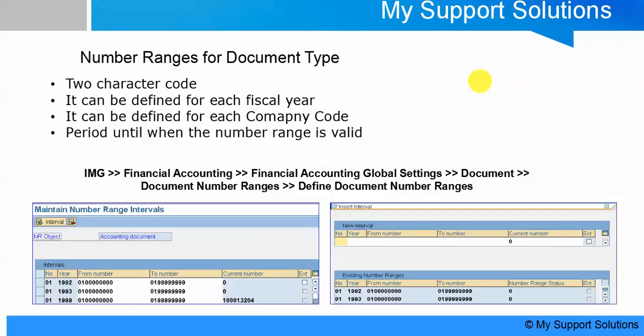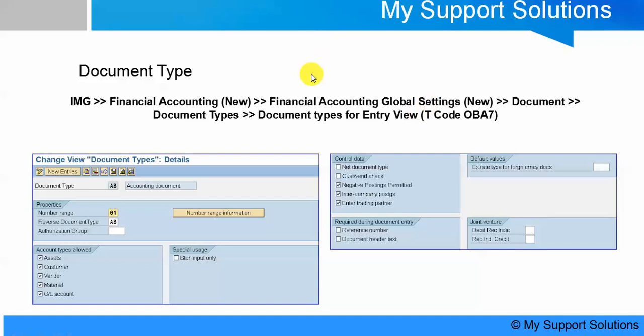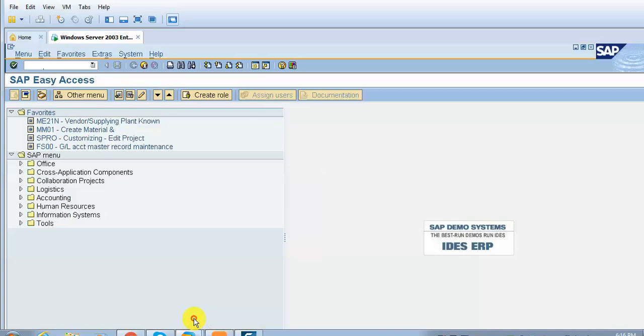Now, the number range for document type. The number range for document type is a 2-character code. It can be defined for each fiscal year, for each company code, and for a period until when the number range is valid. We can create a document type via T-code OBA7. We'll do the practical regarding this.